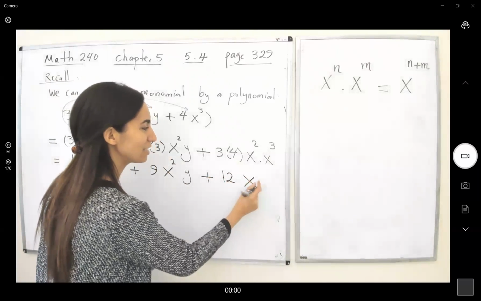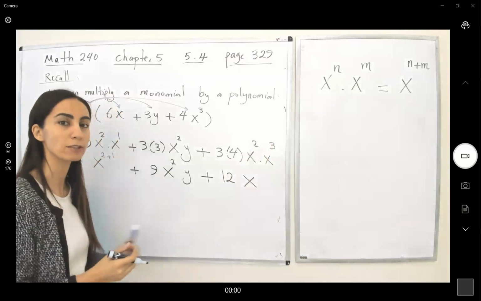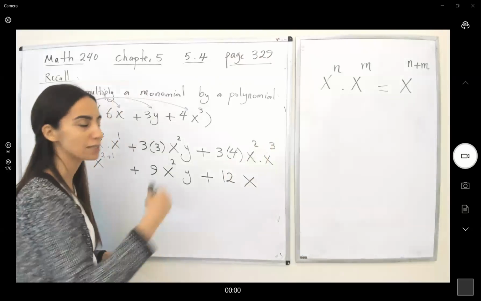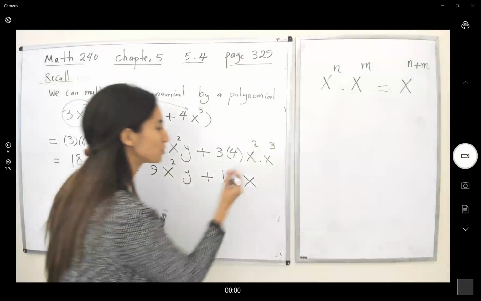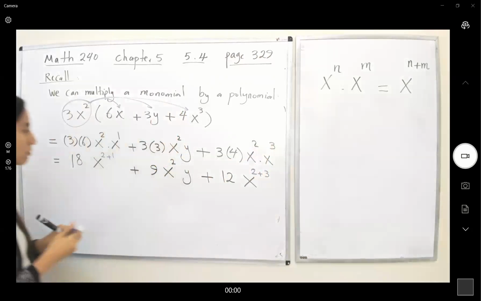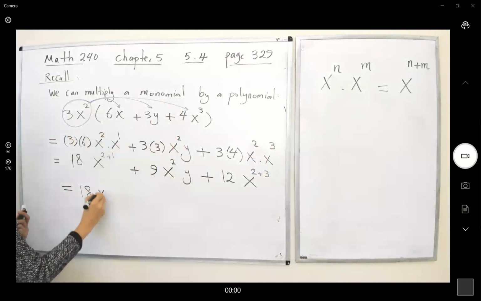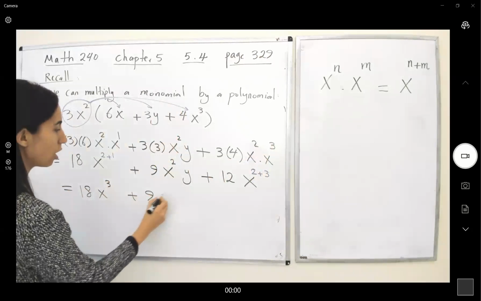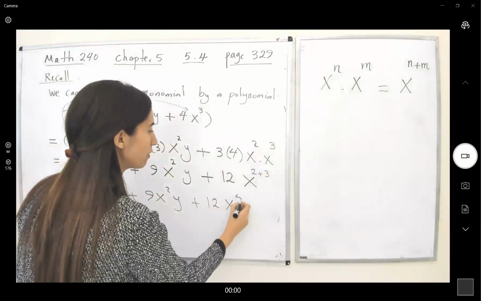The operation is addition, you copy this down, 3 times 4 is actually 12. And here again, x, you have the same base, raised to exponents 2 and 3. So you write one base and add exponents. 2 plus 3. So let me use a different color so you see what I did here. 2 plus 3. There we go. So we have 18x cubed plus 9x squared y plus 12x to the 5th.